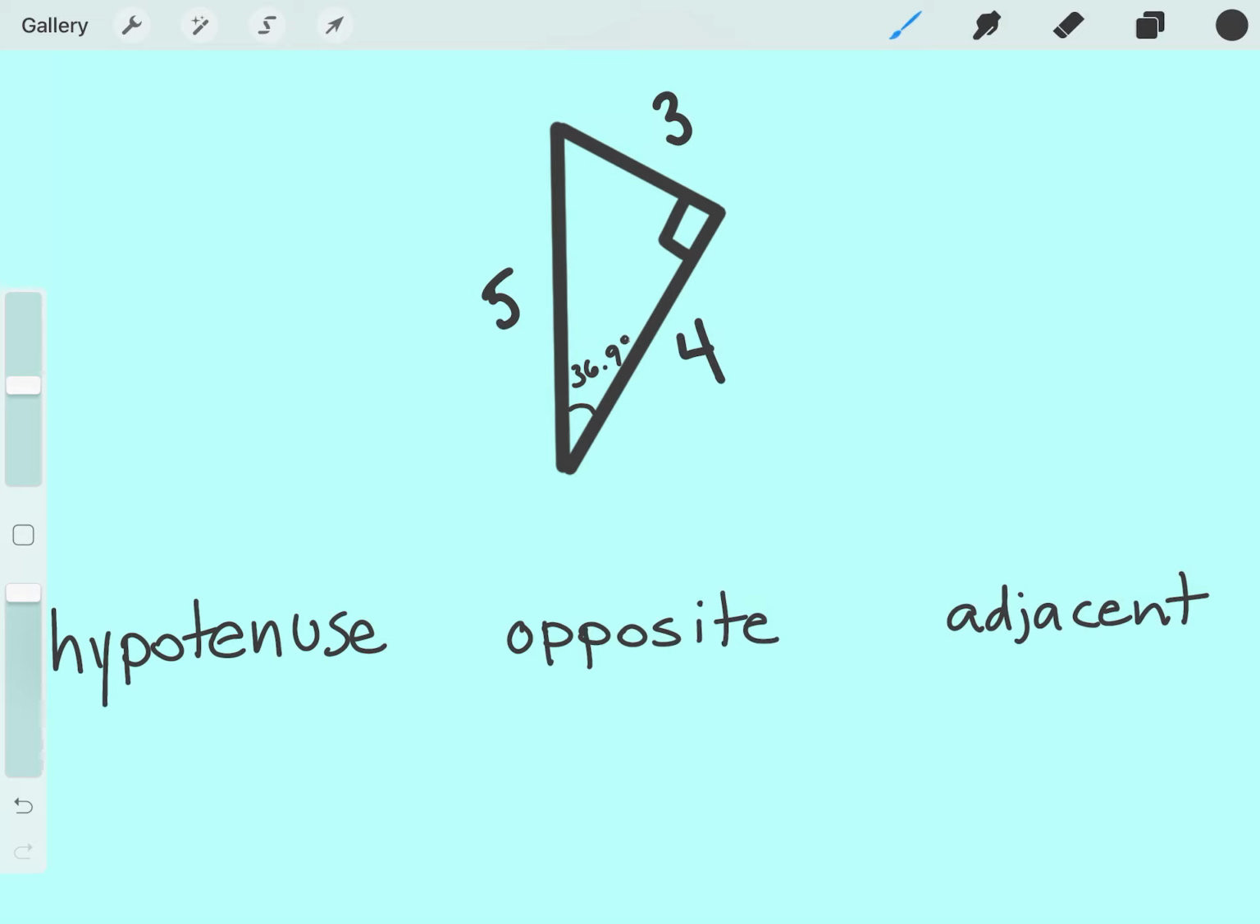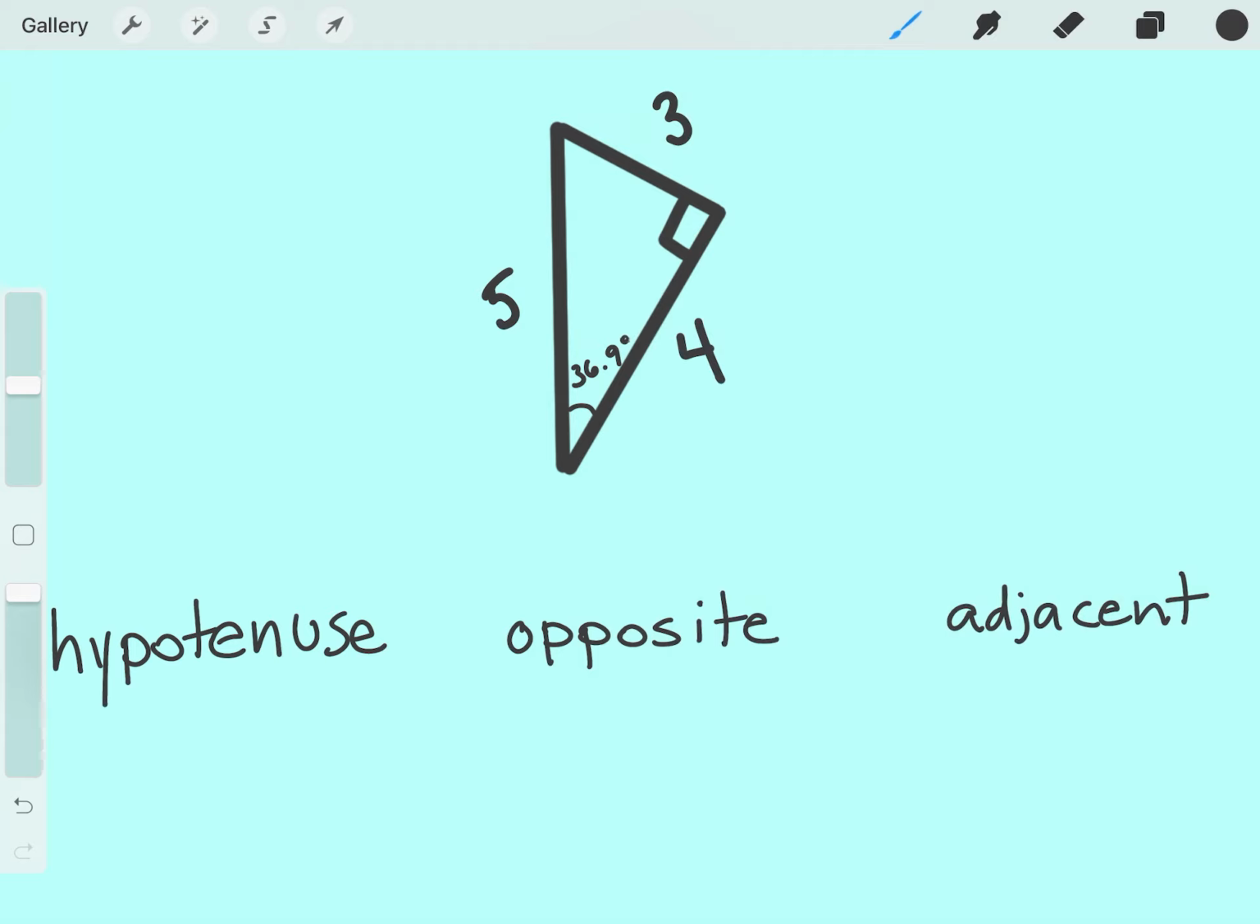So what is the measurement of the hypotenuse in this triangle? What is the measurement of the side opposite the 36.9 degree angle? And what is the measurement of the side adjacent to the 36.9 degree angle?